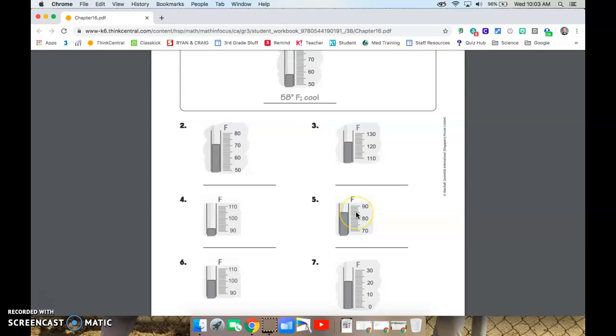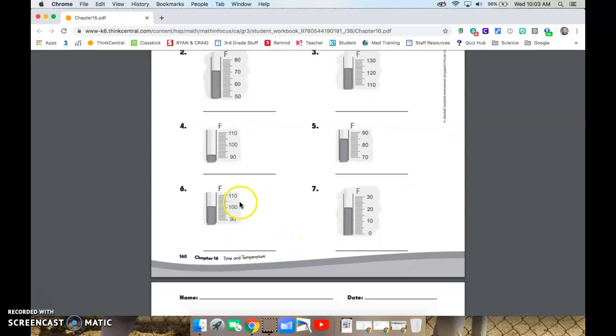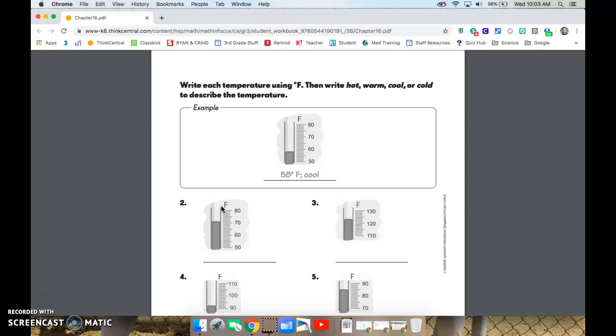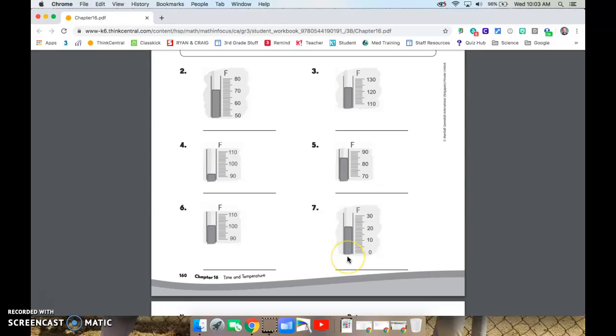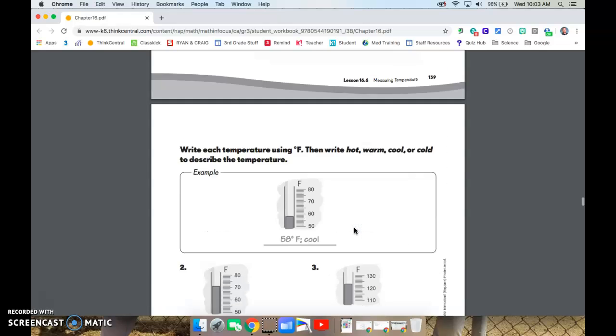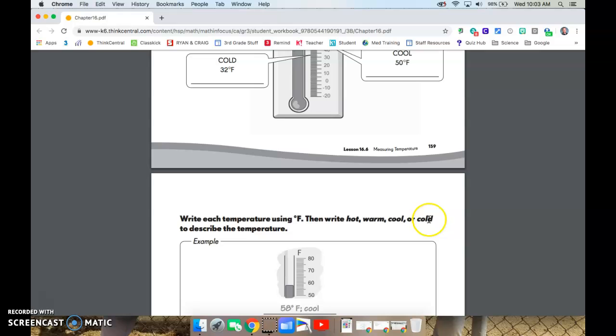Well, let's look here. Number 5. 90. Well, if 92 is hot, 90 is probably hot as well. Okay? Hot. That looks like it's about 101. Hot. Again, hot. And way down here, number 7. Zooming in. Oh, brr. 21. That's less than freezing. So I'm going to say really cold.